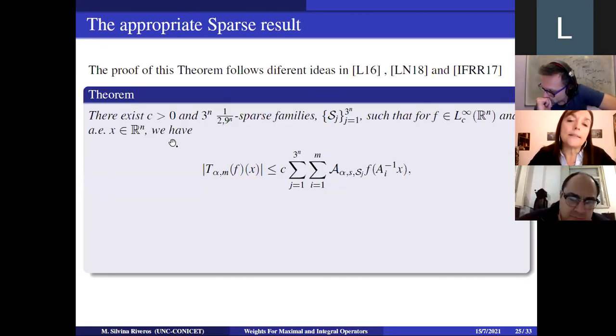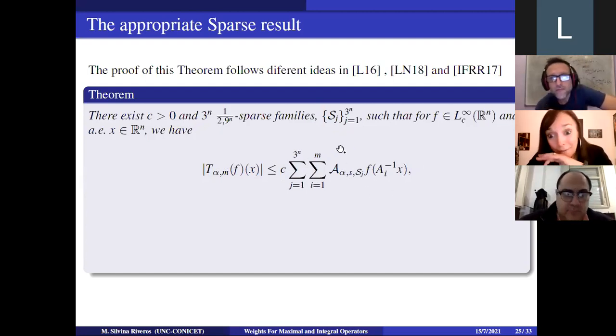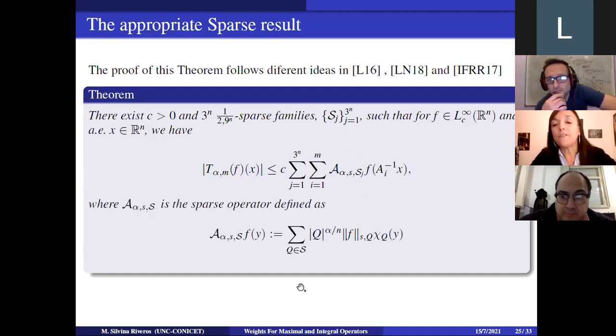I will start presenting the sparse domination of the operator. There exists a constant C and 3 to the n eta-sparse families, such that the operator is controlled by these 3 to the n sparse operators, where these sparse operators are defined in the following way.